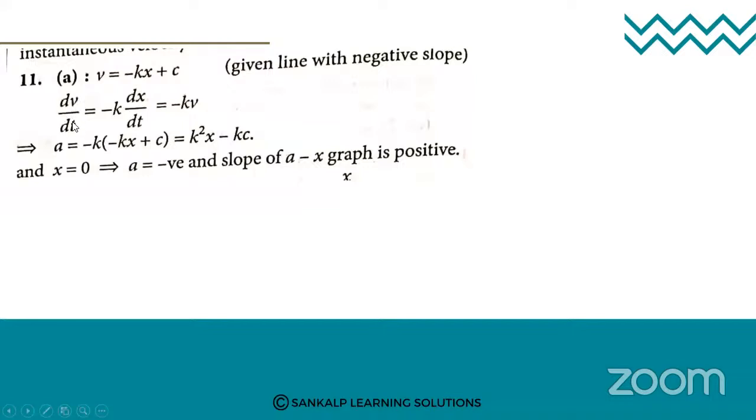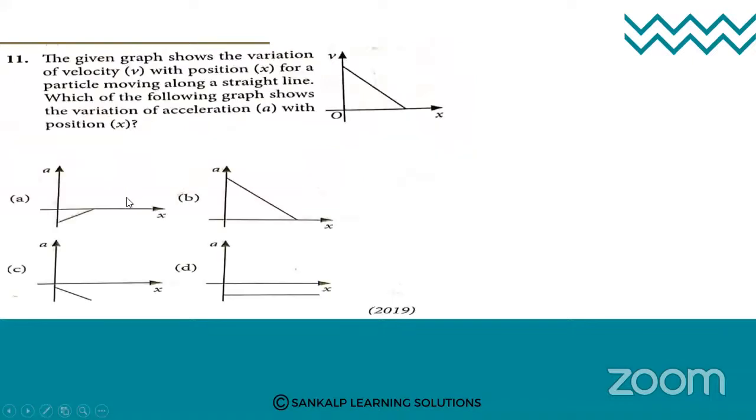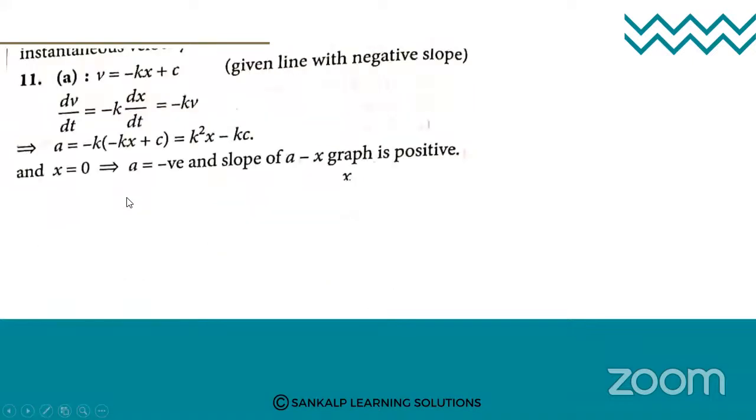So acceleration is equal to dv by dt, which is equal to minus k into dx by dt. That becomes minus k into v. If you substitute the value of v, that is minus k into bracket minus kx plus c. Therefore, option A is the correct answer. That is the negative graph we are getting there. So this we have solved already.